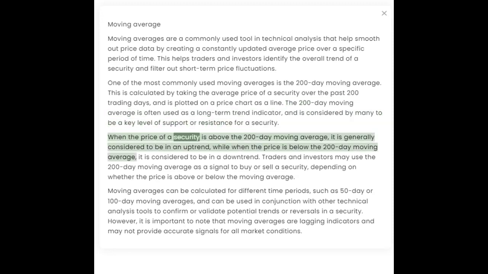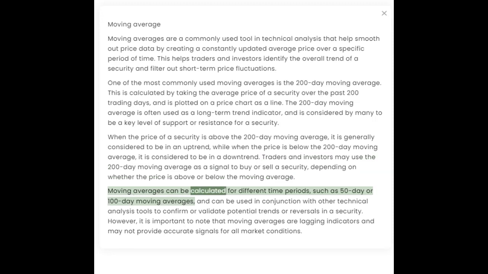When the price of a security is above the 200-day moving average, it is generally considered to be in an uptrend, while when the price is below the 200-day moving average, it is considered to be in a downtrend. Traders and investors may use the 200-day moving average as a signal to buy or sell a security, depending on whether the price is above or below the moving average.